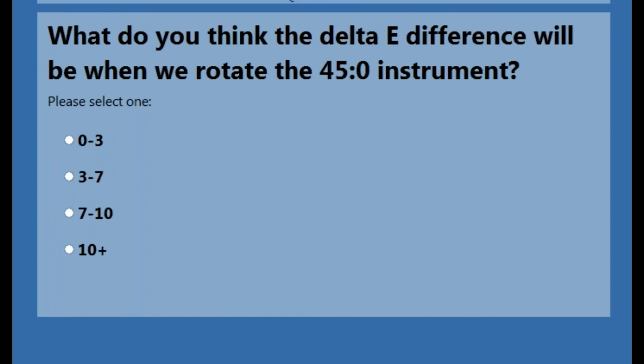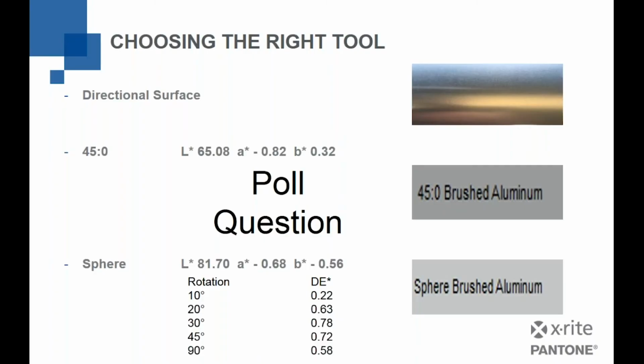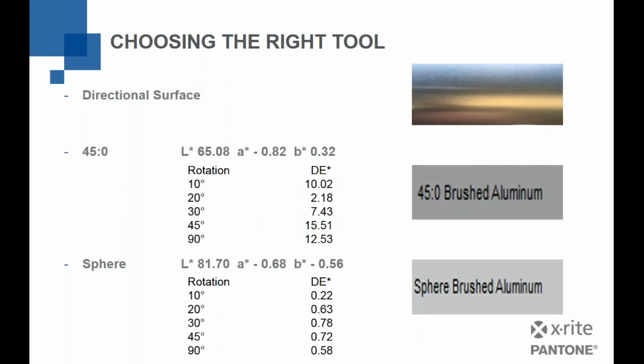I've probably set it up and you're all going to get it right, but that's okay. So here we go. The delta E, when I rotate the sample with a 45-0, as you can see, simply a 10-degree rotation created a 10 delta E color difference. What's interesting is when I go to 20 degrees, it gets a little closer. 30 degrees, it goes a little higher. 45, it's way out. 90, it's very different.